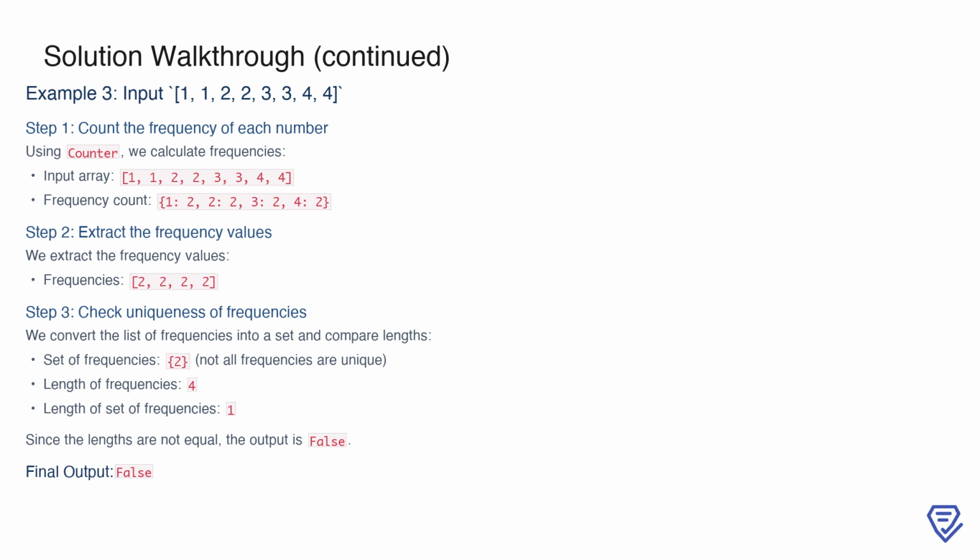When we convert this list to a set, the result is {2}, as all the values in the list are the same. The length of the original frequency list is 4, but the length of the set is only 1. Since the lengths are not equal, it means that not all frequencies are unique. Therefore, the output for this input is false, as it does not satisfy the condition of having unique occurrences.